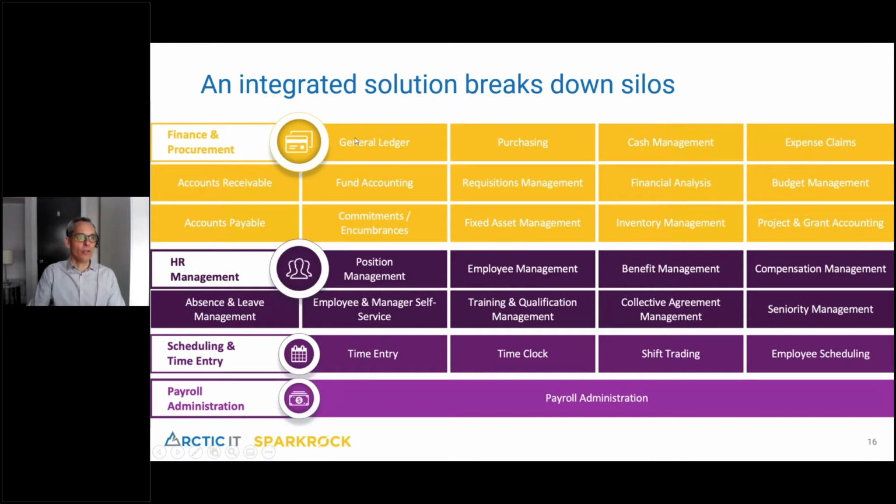Then immediately you could, for example, start with requisition management, entering requisitions to procure items for that particular project or grant. That flows into purchasing, into commitments and encumbrances, back into the general ledger and the actual to budget reporting. So all of those pieces are connected.